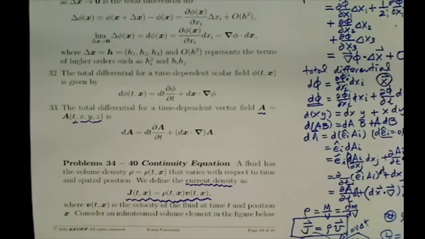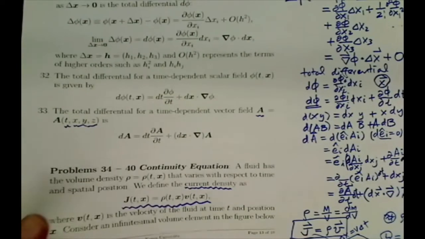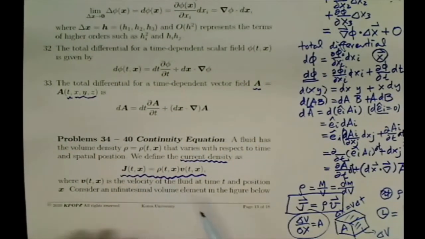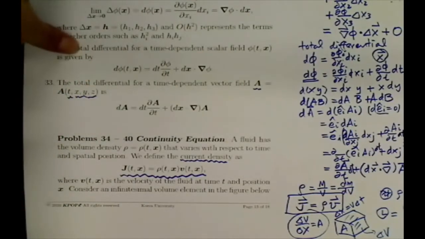Next, we consider the continuity equation. Continuity equation involves the current density, here the volume current density. Volume density rho is a time-dependent field. And the density is mass per unit volume. In case the density varies depending on position, then we can take the differential ratio, so dm over dv. This is infinitesimal mass, contained in the infinitesimal volume dv. Then we define the current density. Current density is the density multiplied by the velocity of the fluid, or particle current.